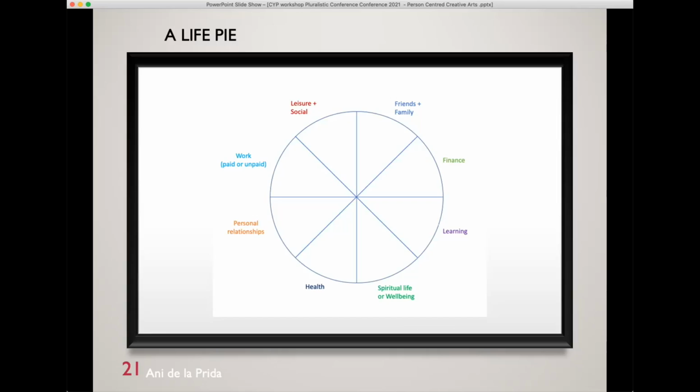And the beauty of this is you can adapt it to anything. So you can adapt this with young people. I'll often adapt it to friendships, school. Do you know what I mean? Just make the headings up. Have 6 segments if you want 6 segments and you don't want 8. It doesn't really matter. The point is that we're just making something visual.